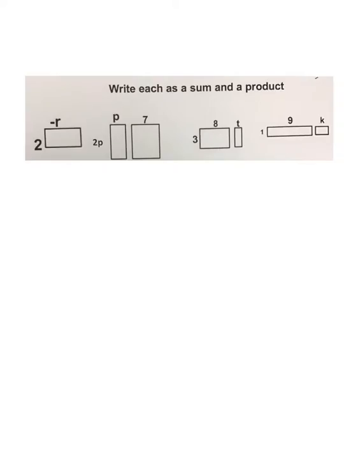All right, so now we're going to take each model and write it as a sum and a product. The first one, we can't write it as a sum because it just gives us 2 as my length and negative r as my width. So it's just 2 times negative r, which gives me an answer of negative 2r. That's just like the problems we just did.